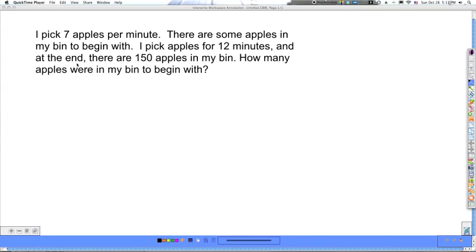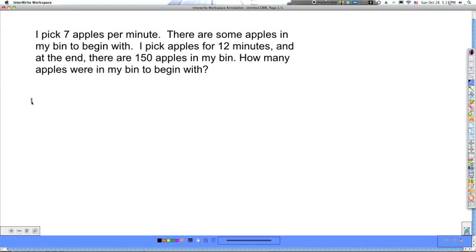Let's take a look at this problem. I pick 7 apples per minute. There are some apples in my bin to begin with. I pick apples for 12 minutes, and at the end, there are 150 apples in my bin. How many apples were in my bin to begin with?